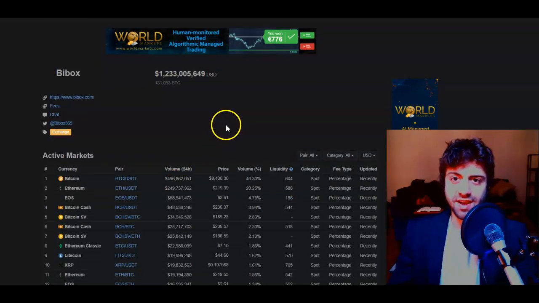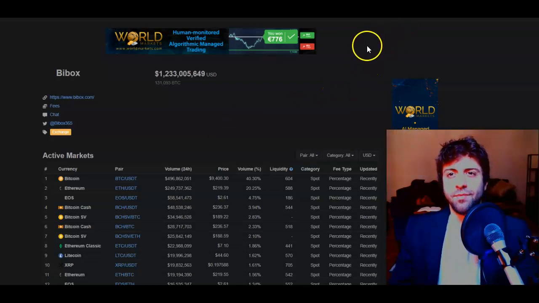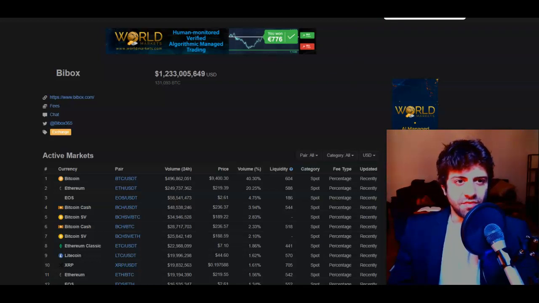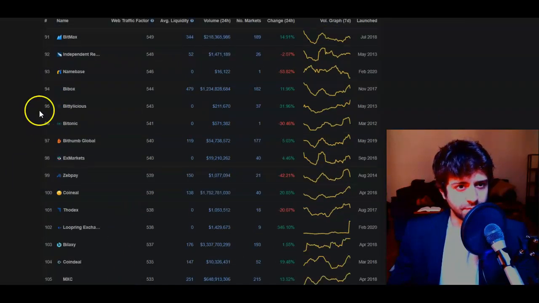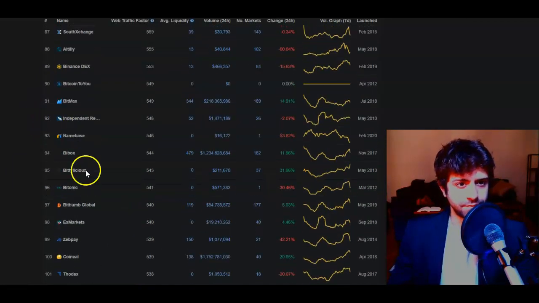Always cool new stuff in HEX, right? Another centralized exchange. One of many at this point. I don't know, there might be 24 now or 25. But let's take a look at the ranking in terms of how it compares to other exchanges. Where's Buy Box? There it is. Number 94, right? So top 100 exchange.